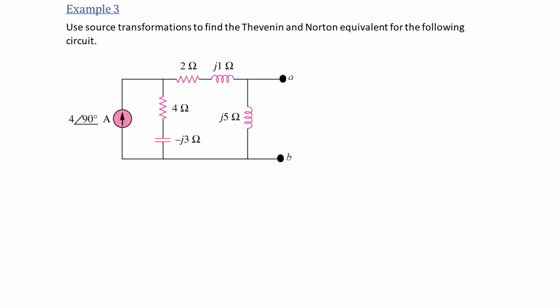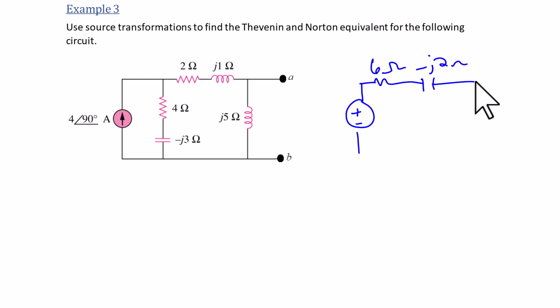Example 3: use source transformations to find the Thevenin and Norton equivalent for the following circuit. The first thing we're going to do is take the current source, which is 4 angle 90 in parallel with 4 minus j3, and convert it to a voltage source in series with an impedance.